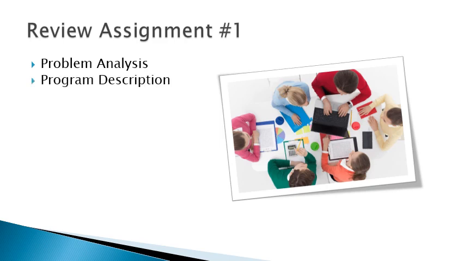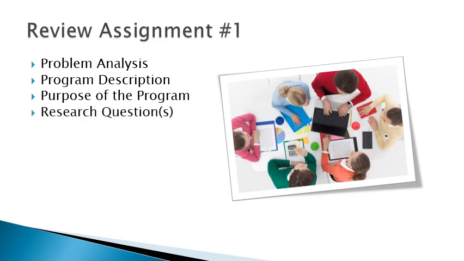So the first thing is we do a problem analysis. Then we identify what program is trying to solve that. So for this class, you're going to have to pick some program that's either being run by a nonprofit or a government agency that's attempting to solve some problem in the community. And then we look at the purpose of the program, and we're going to talk about this in just a minute. The purpose of the program should always be to solve the problem, and we have to word that in a certain way. Then we develop our research questions, and then we identify and define or operationalize our variables.